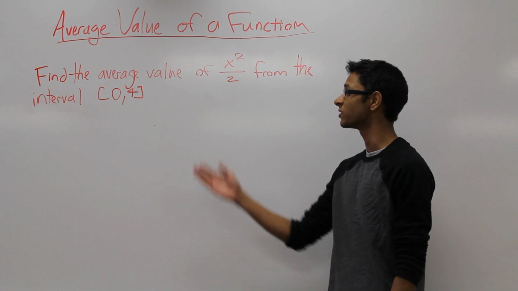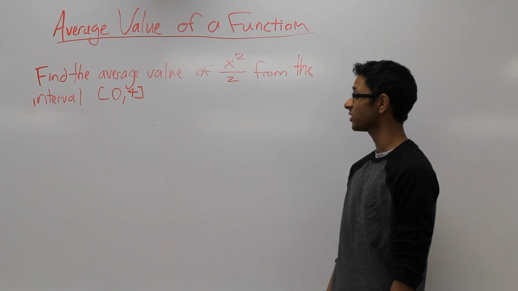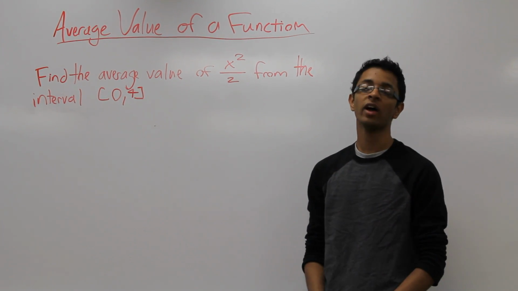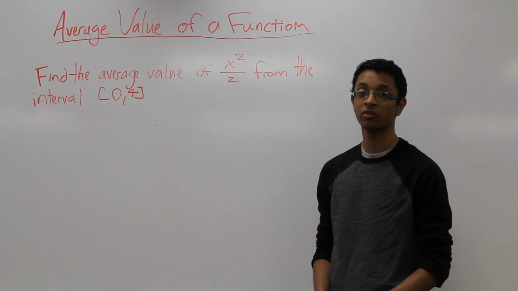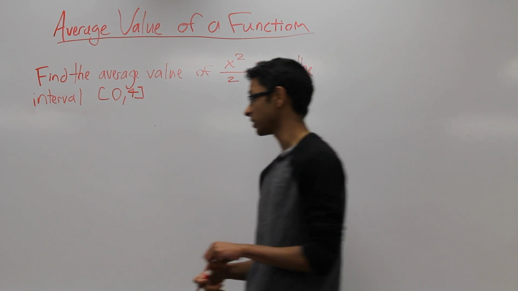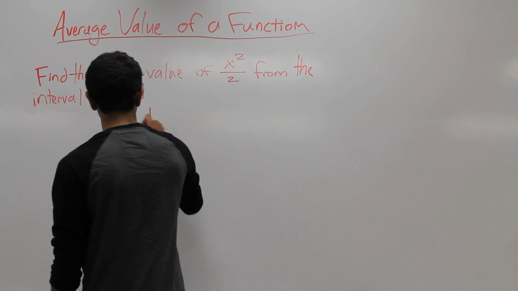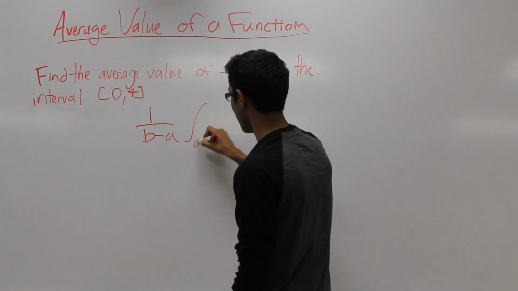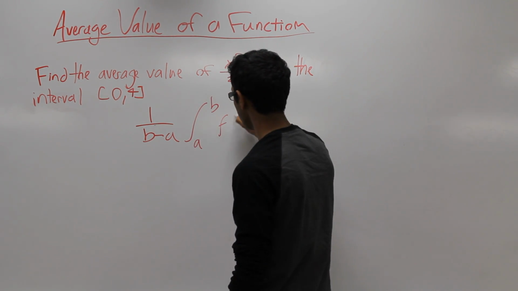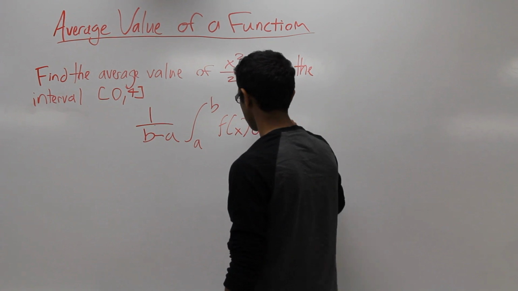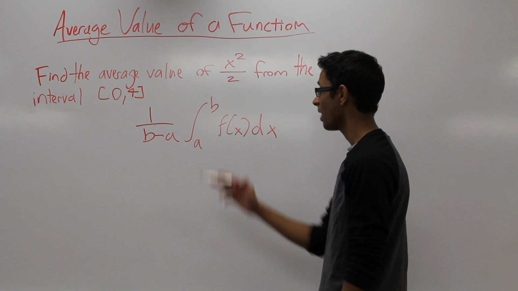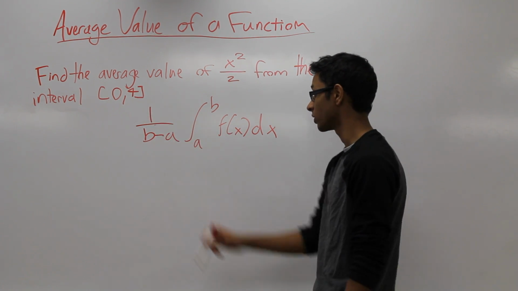Our example problem is to find the average value of the function x squared over 2 from the interval of 0 to 4. In order to find the average value of a function, there's a simple formula that you have to plug your values into. That formula is 1 over b minus a, the integral from a to b of f of x dx. A and b stand for the limits of integration. For this problem, a and b will be 0 and 4 respectively.